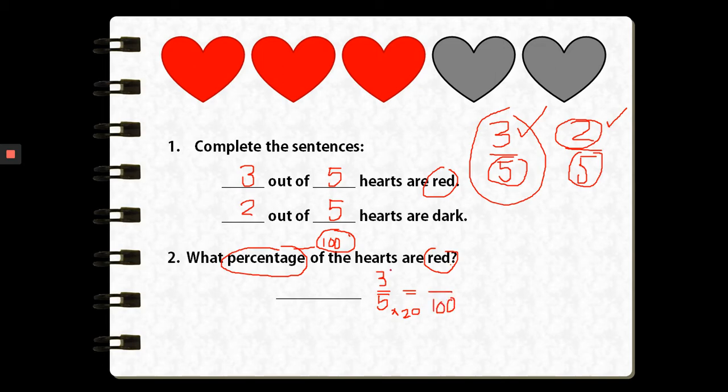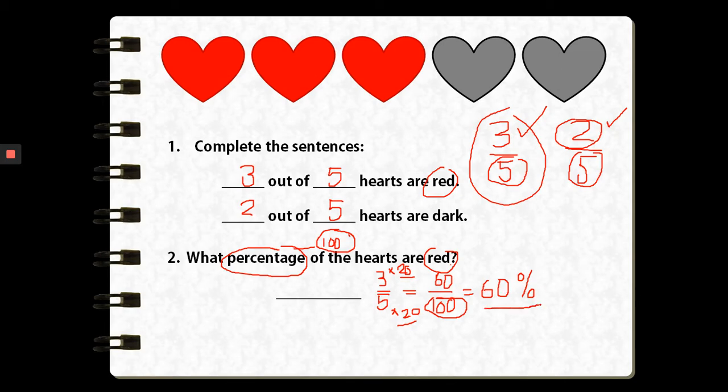The same with 3, we multiply that by 20 because we multiplied the denominator by 20. So 3 times 20 equals 60. Now that we have the fraction with the denominator 100, that means 60 out of 100, or 60 of every 100. Do you remember how that is in percentage? That is 60, and percent means of every 100. So 60 of every 100.